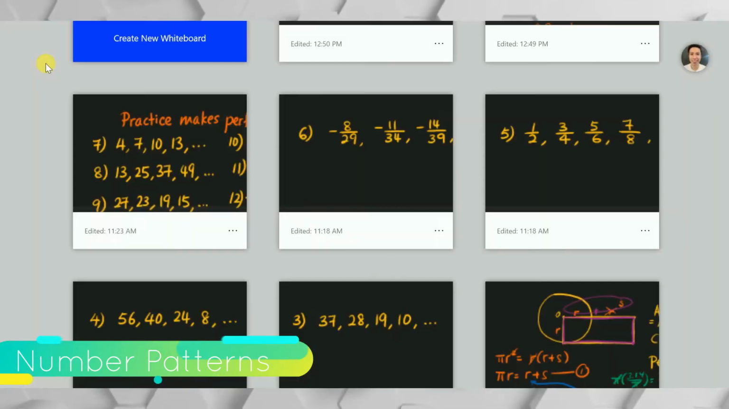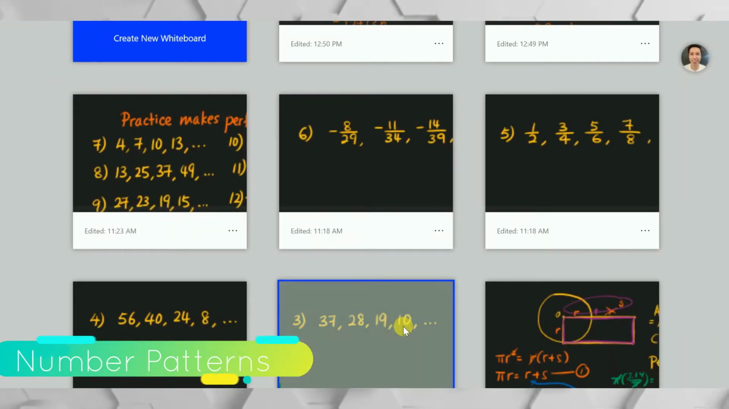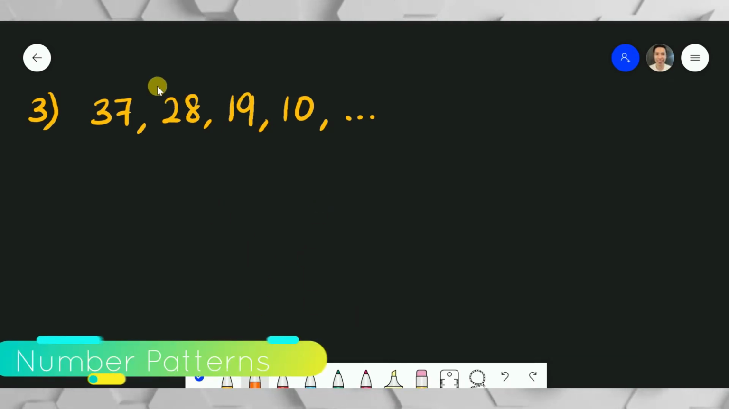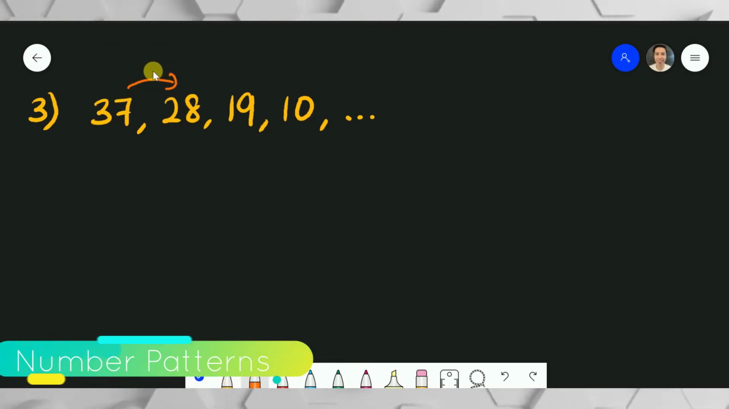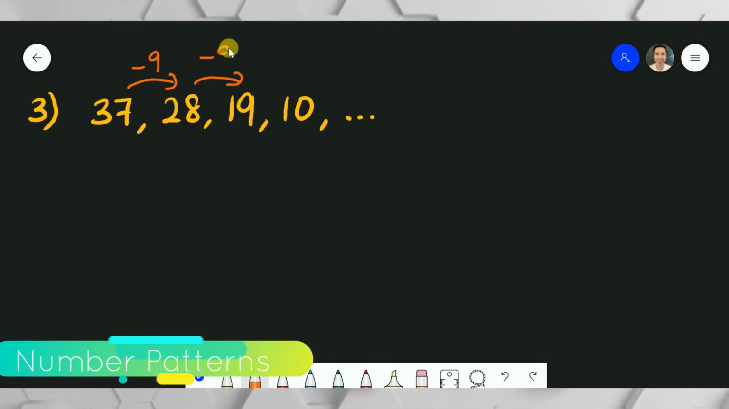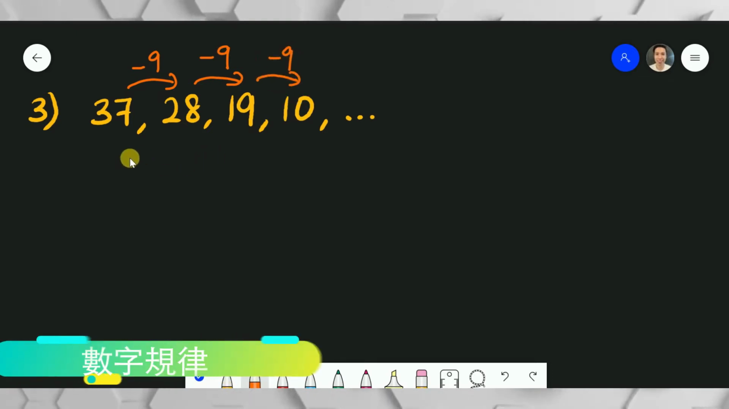Okay, so let's look at the next example, example number 3. What if we have this sequence? How do we find the common difference? We can take the second term minus the first term. We know that this one will be minus 9. 37 minus 9, you get 28. And then 28 minus 9, you get 19. Then 19 minus 9, you get 10.